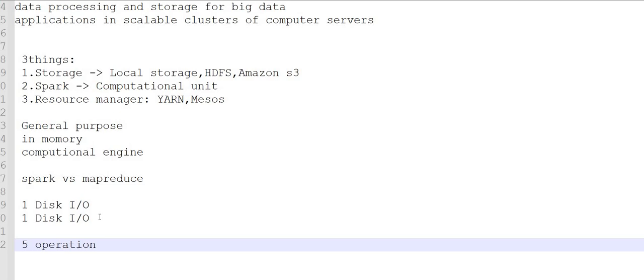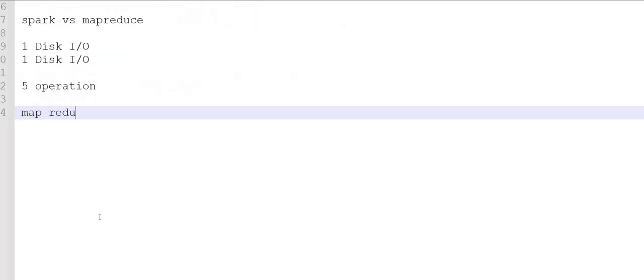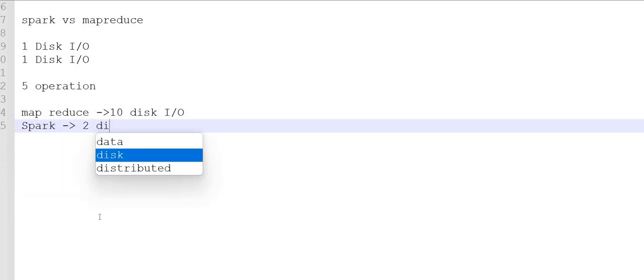In case of MapReduce, for each operation we will have two disk IOs, so a total of 10 disk IOs. And in case of Spark, there will be only two disk IOs, whatever operations you want to do.